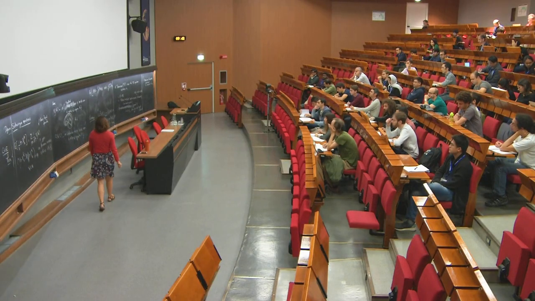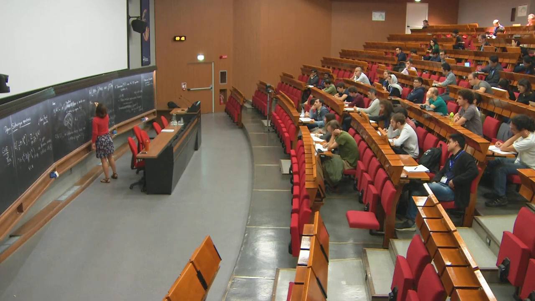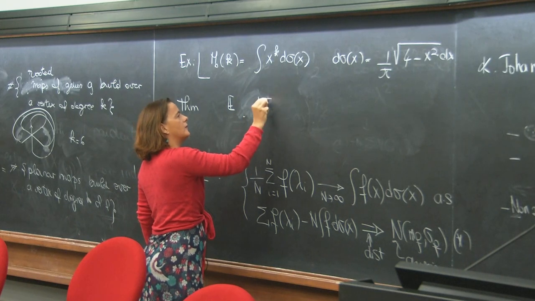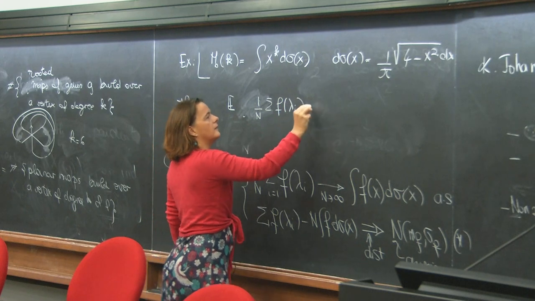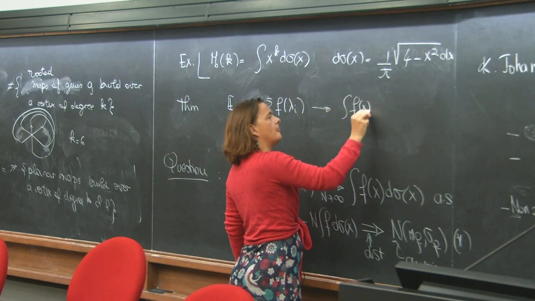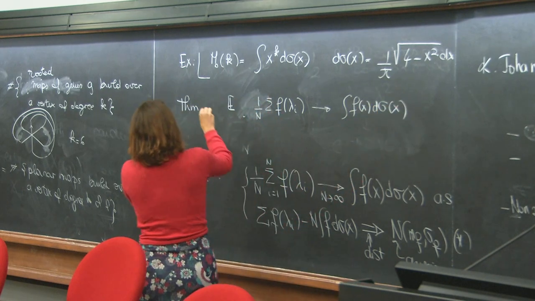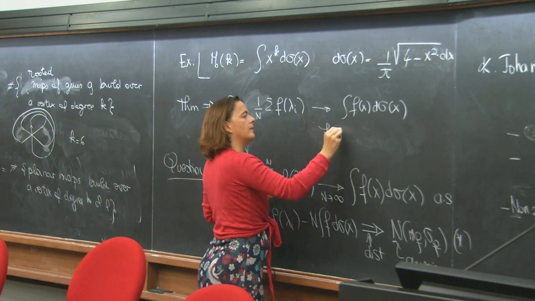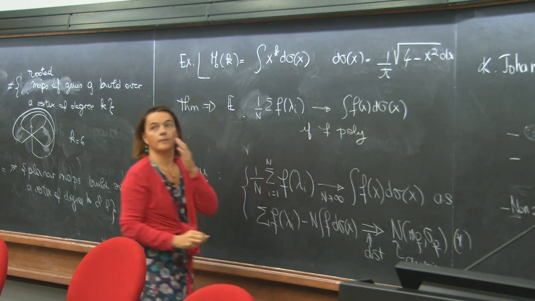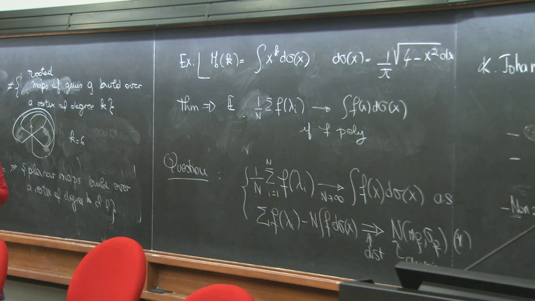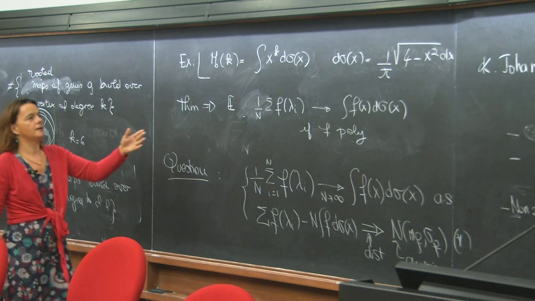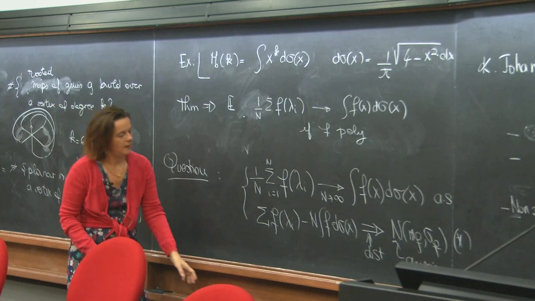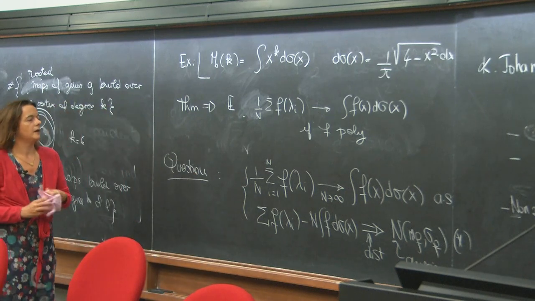So what this theorem implies is that the expectation of the integral of 1 over n, the sum of f of lambda i, converges to the integral of f of x d sigma of x. Okay, if you take f to be a polynomial, all right. So by density of polynomial functions in the set of continuous functions, you can extend this to continuous functions. So here, this is only L1 convergence.